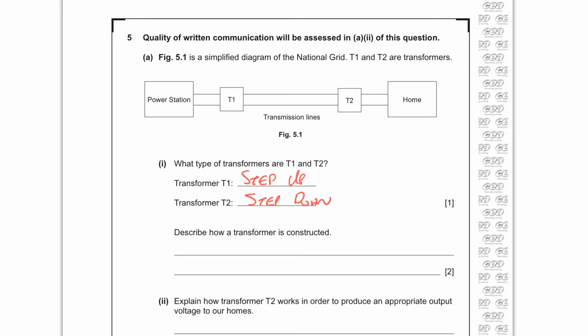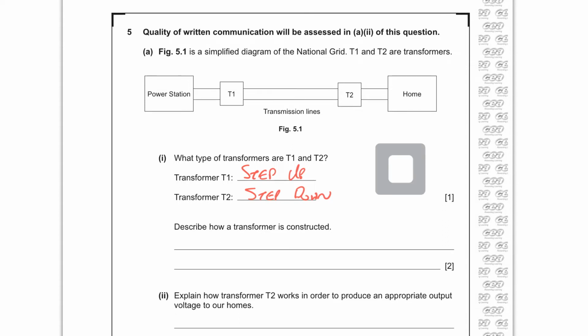Describe how a transformer is constructed. So remember, you've got two coils, a primary and a secondary, and they're linked through a laminated soft iron core. So you've got your iron core, and then you've got your primary coils, and then you've got your secondary coils, and they're linked by this laminated soft iron core.